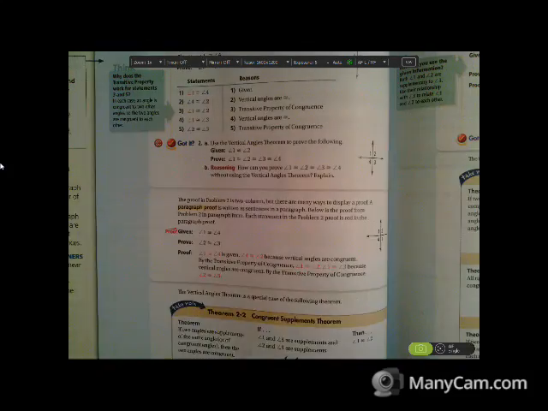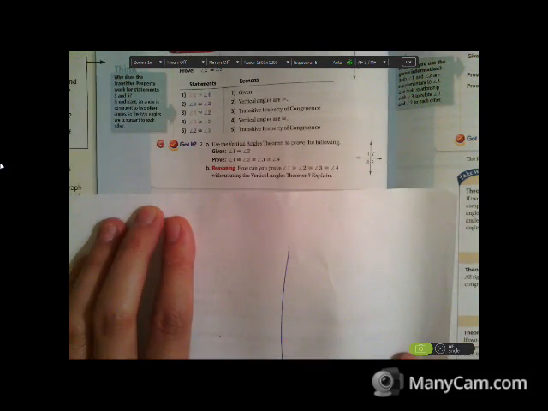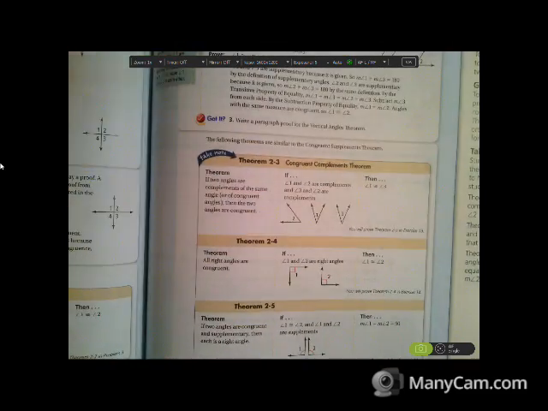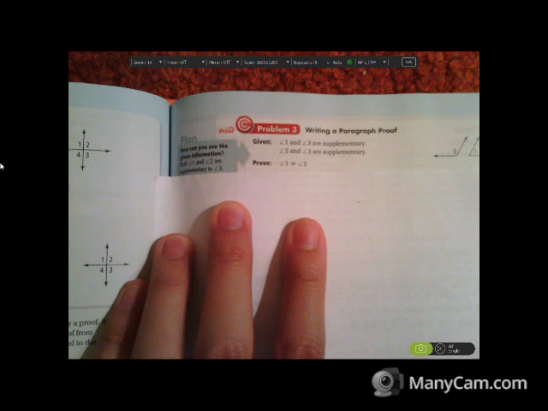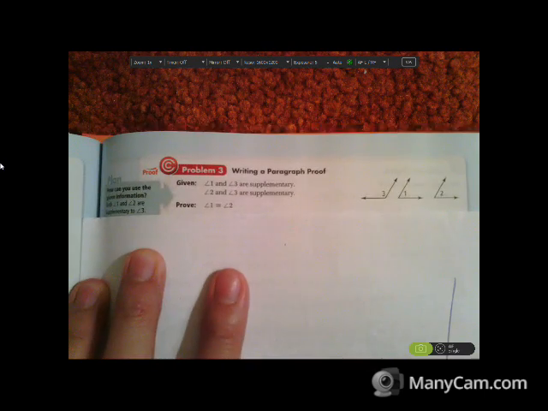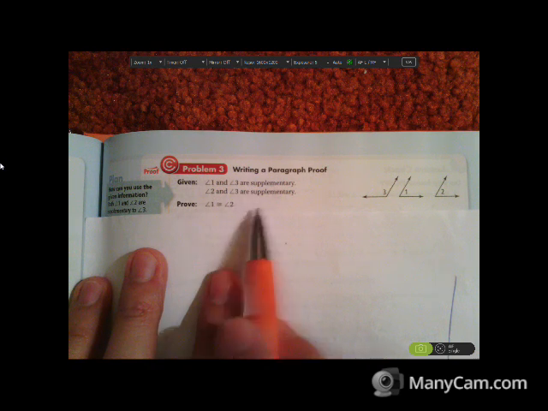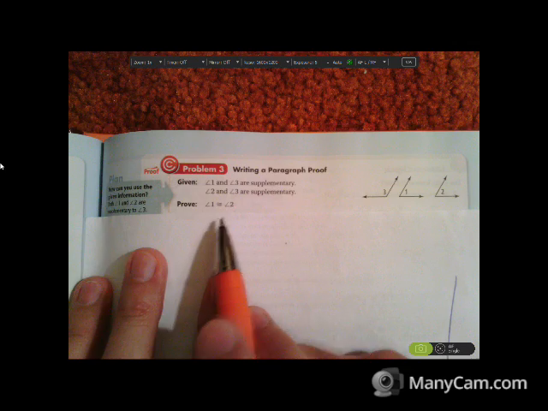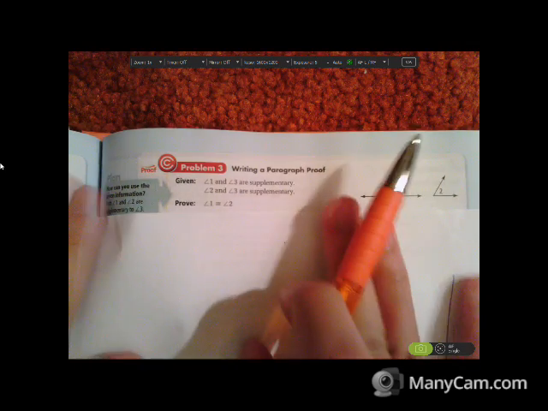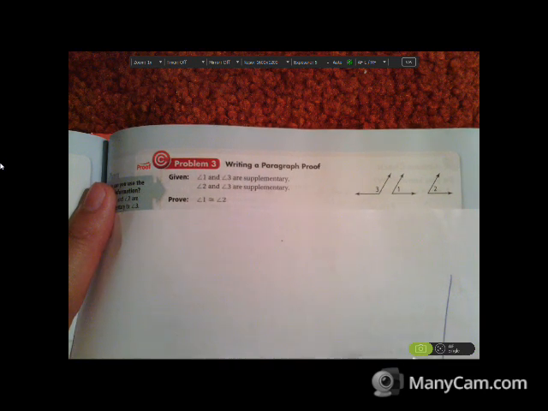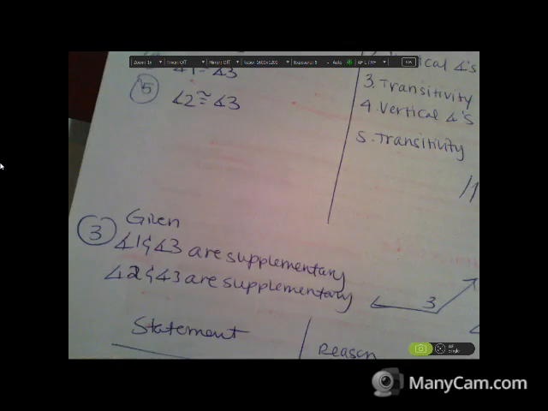And this is the got it right here. Alright, let's try problem 3. Angle 1 and angle 3 are supplementary. Angle 2 and angle 3 are supplementary. You want to prove that angle 1 is congruent to angle 2. Now, they want you to write a paragraph proof, but I'm going to change it. I'm going to do a 2-column proof.